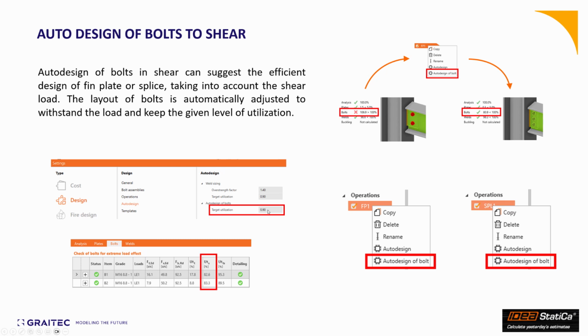If you are overstressed, like in the example you see here, let's say my bolts are 6.9% overstressed, using the auto design of bolts the software will automatically try to adjust the number of bolts, etc., to achieve that 90% or a load ratio very close to it. So it's a very useful tool. It's going to save you so much time. It's done automatically. You don't need to go back to the operation, change the number of bolts, and run again. It's very optimized and useful.